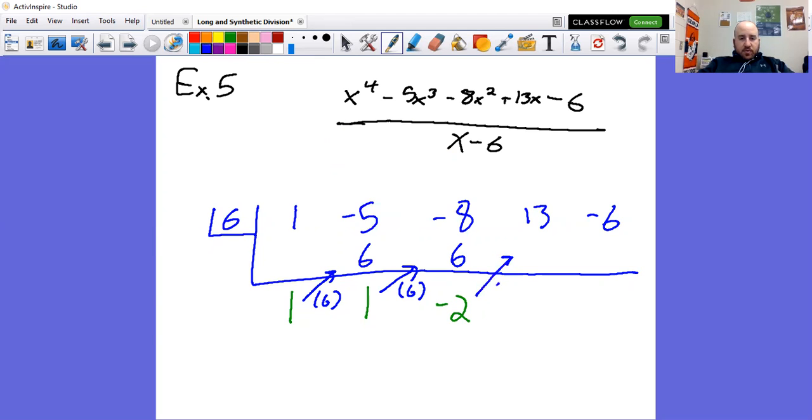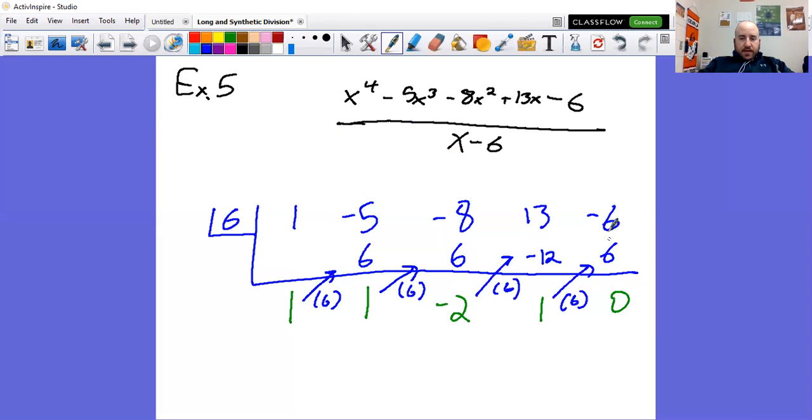Carry it to the next column while multiplying it by 6. -2 times 6 is -12. 13 minus 12 is 1. Carry it to the next column, multiply it by 6. 1 times 6 is 6. -6 and 6 cancels out to give me 0.